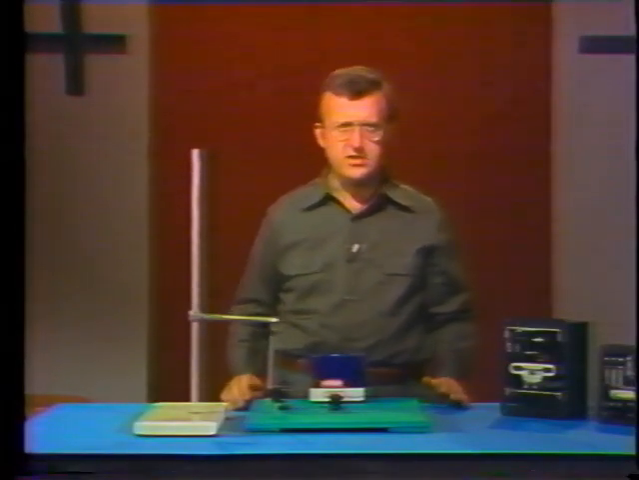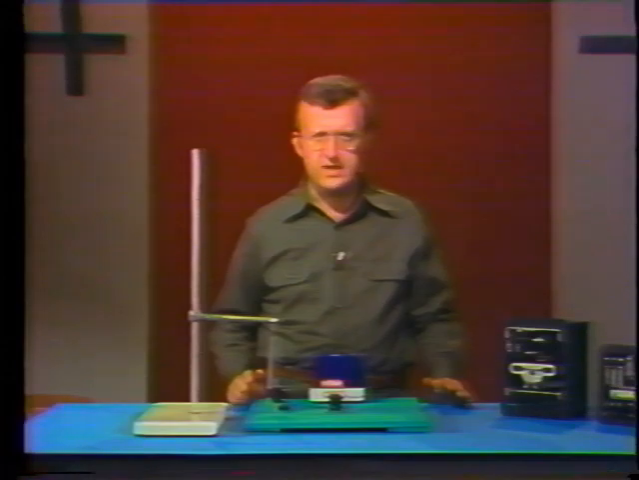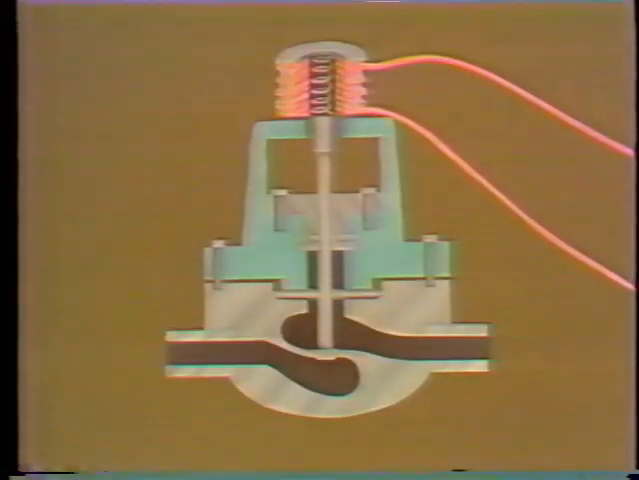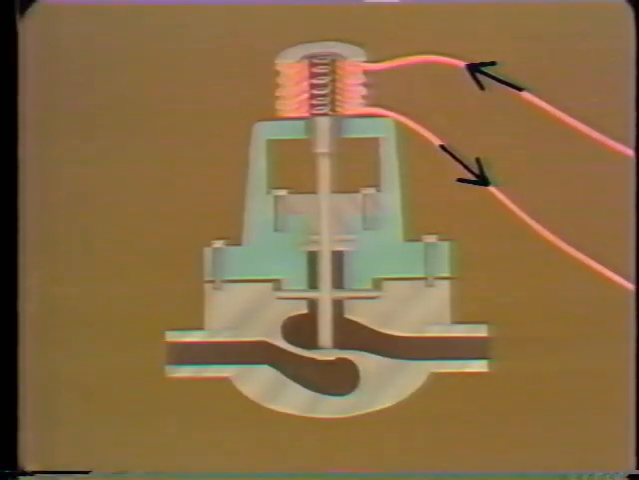The solenoids in your plant all use solenoid action. Here's a typical example. It's a solenoid-operated valve. When the solenoid is de-energized, spring tension holds the valve stem in the closed position. This graphic will help us to see what happens when the solenoid coil is energized. When current is sent through the coil, it becomes an electromagnet.